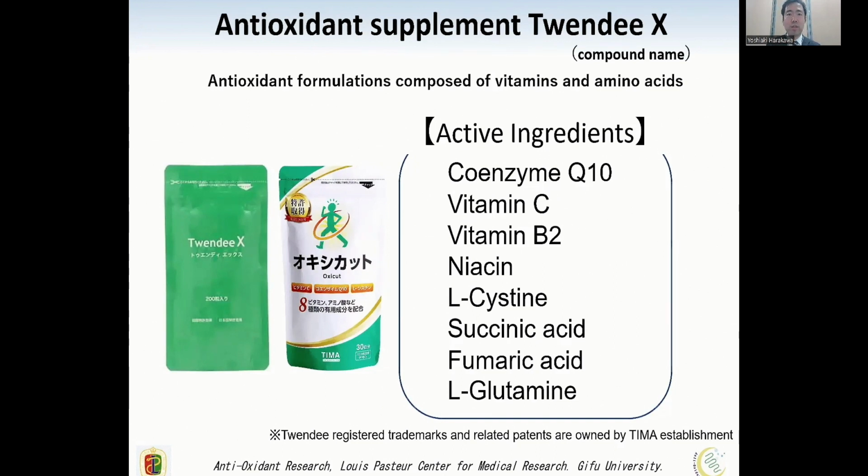The 20X combination shown on this slide is an antioxidant supplement developed by Professor Intl of our division. The active ingredients, as shown here, consist of 8 vitamins and amino acids. Previous study has proven that it has high antioxidant activity, and although it is a dietary supplement, it has passed drug-level safety tests and has been proven to have no side effects.